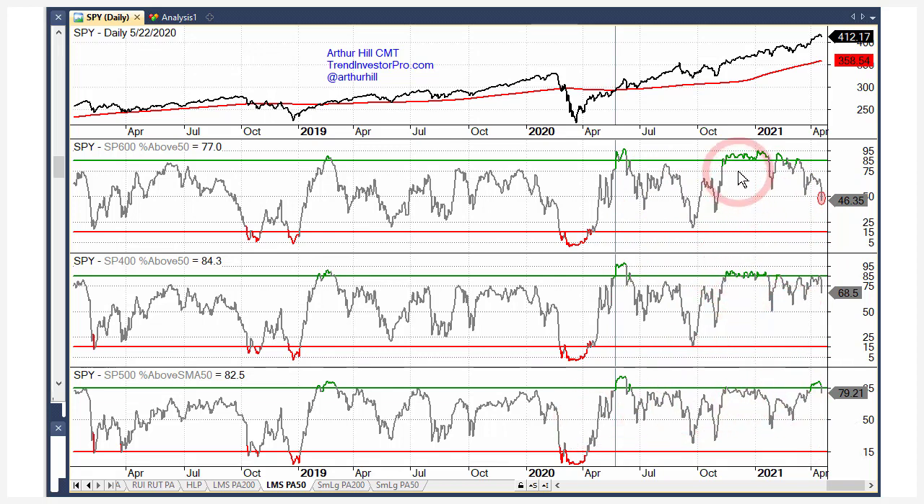You can see the green, but we can see small caps, the percentage above the 50-day, moved below 50%. And it's the only one that is even near 50%. So there's a lot of weakness in small caps. And so what I want to do is take this one step further. I want to subtract the percentage of small caps above the 50-day from the percentage of large caps above the 50-day, chart it, and see what signals we get.